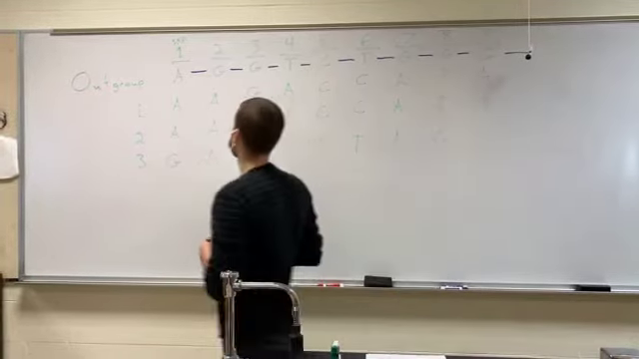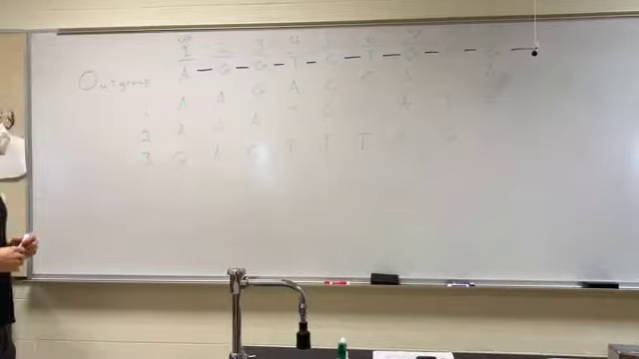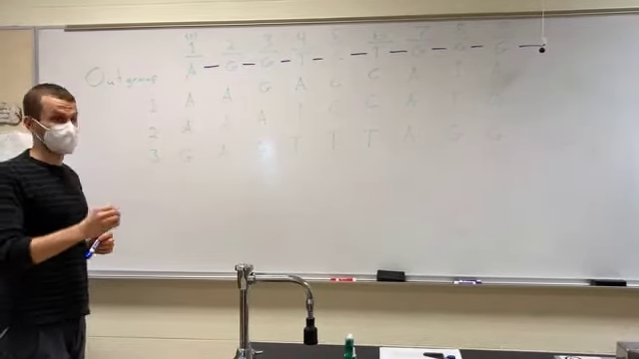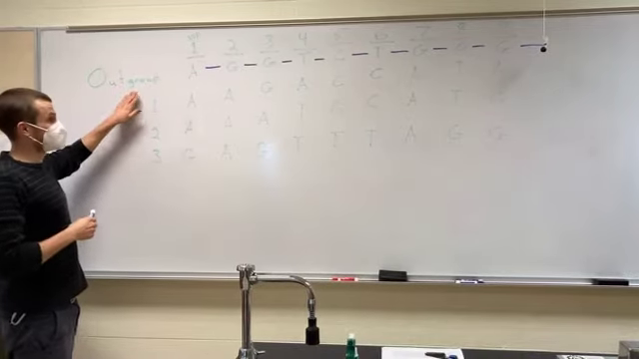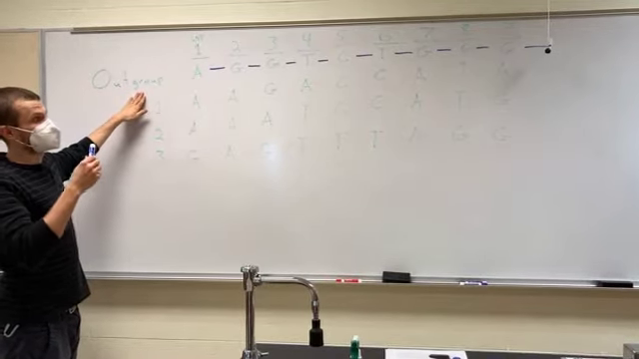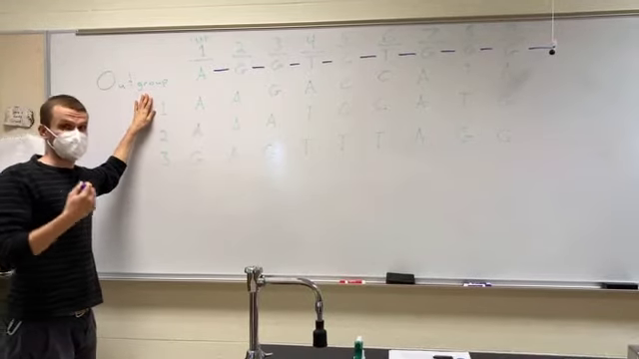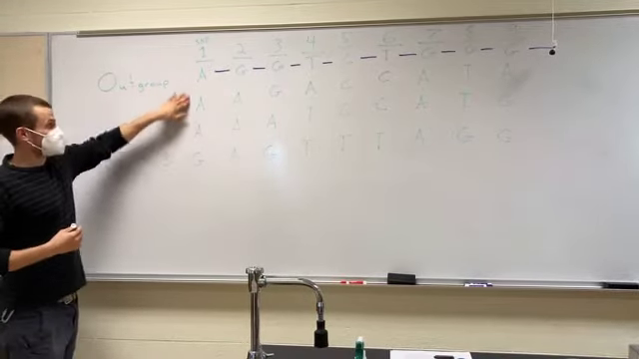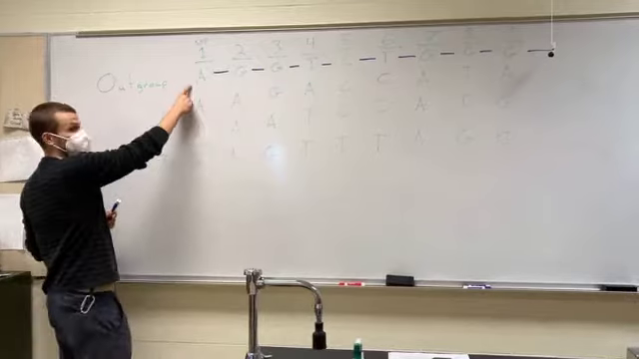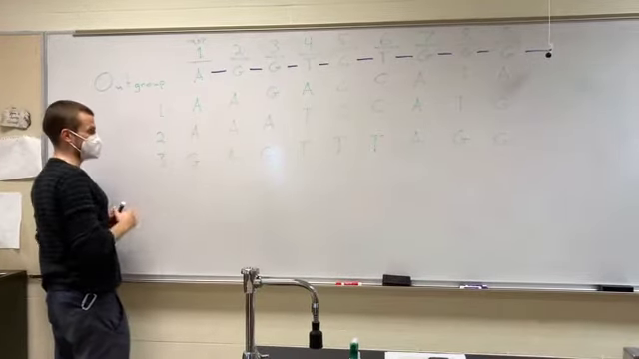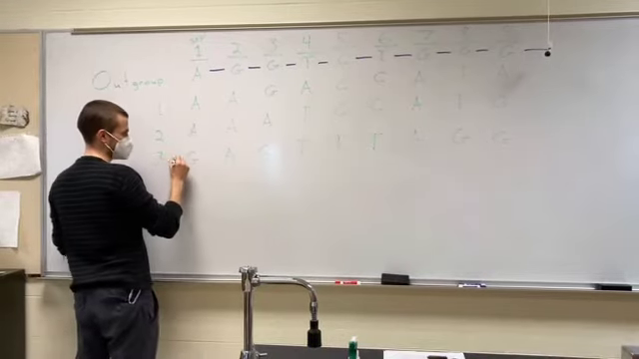Now the next thing you're going to want to do when looking at these polymorphic sites is identify which ones are different from the outgroup. Which ones are establishing relationships between your species and separating them from our outgroups. So looking at our first site, we see that the outgroup had an A, species 1 and 2 have an A, and species 3 has a G.